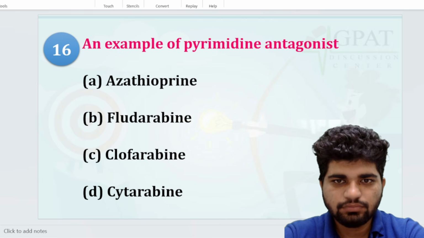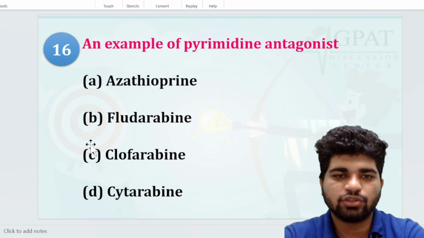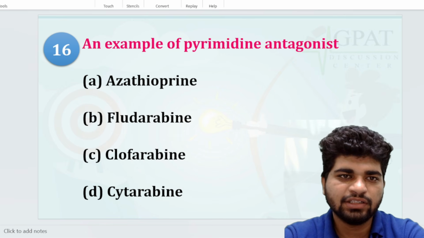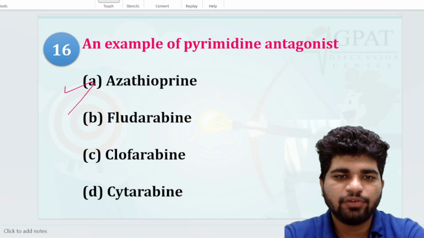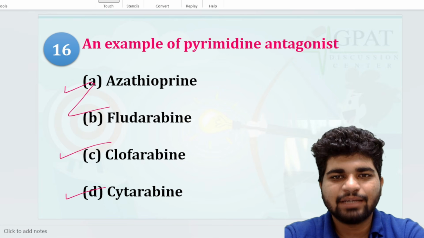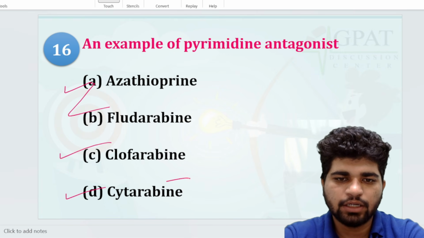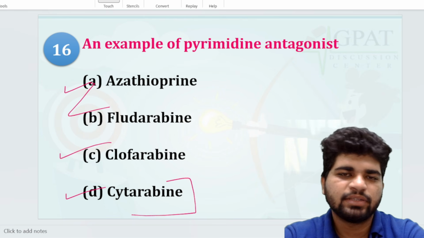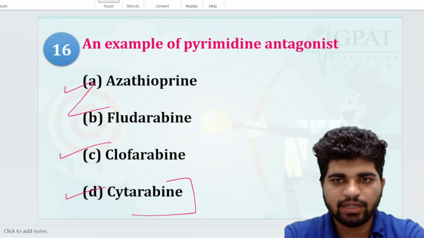Chalo. An example of a pyrimidine antagonist. Okay, so these are all anti-cancer drugs, right? Azathioprine, fludarabine, clofarabine, or cytarabine. An example of pyrimidine antagonist is obviously cytarabine, right? Gemcitabine, cytarabine: these are examples of pyrimidine antagonists.